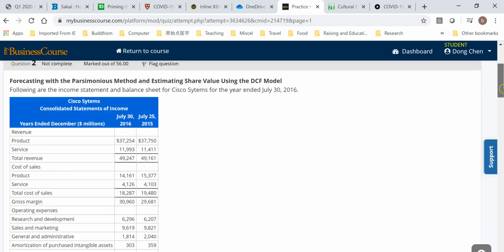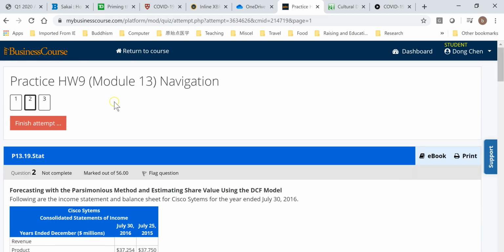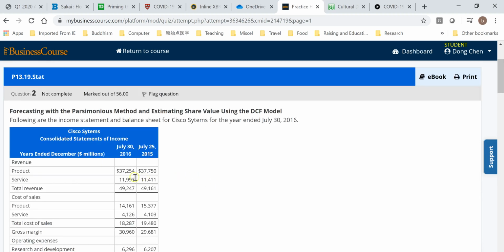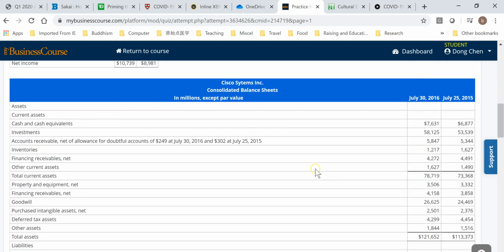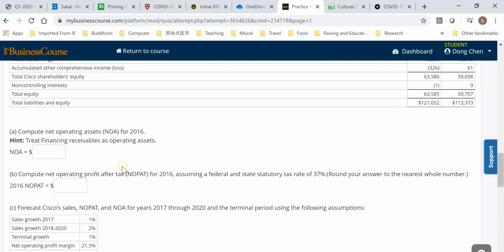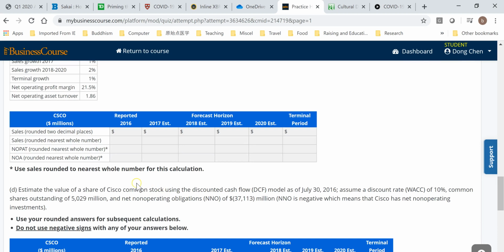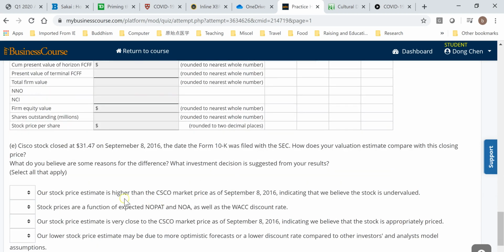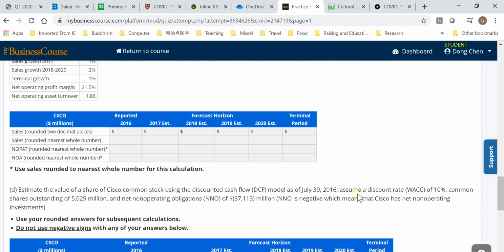This is question number 2 for practice homework 9 for module 13. Here we're provided with the income statement and the balance sheet for Cisco Systems for 2 years. We need to calculate a number of figures used in the discounted cash flow model, then estimate the intrinsic value of the equity, compare that with the actual trading price, and then make some adjustments.